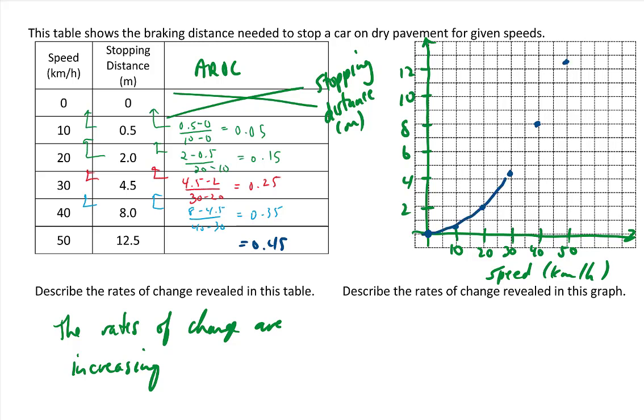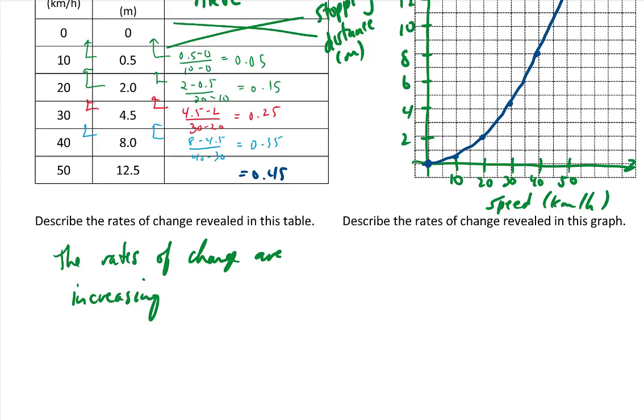And if I graph this, you see this graph has a rate of change that's always increasing. So the average rate of change is increasing. The points on the graph do not lie on a straight line.